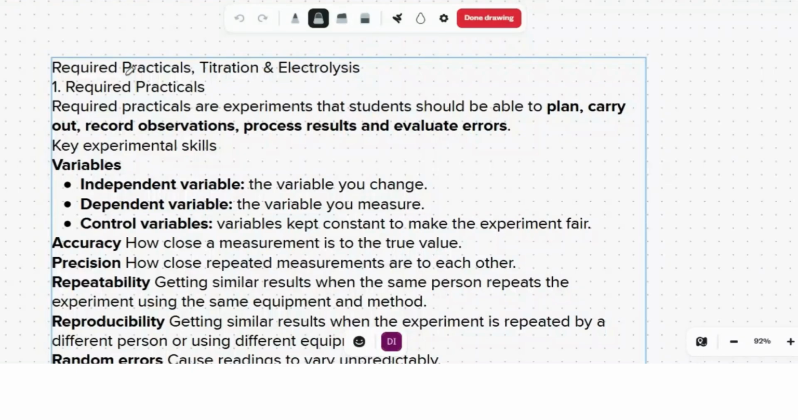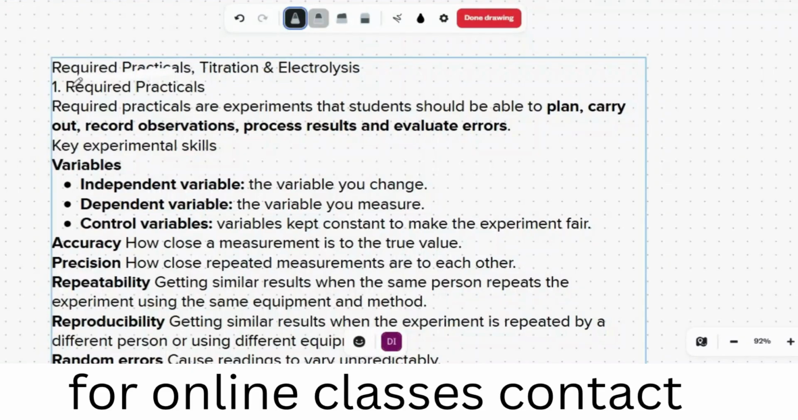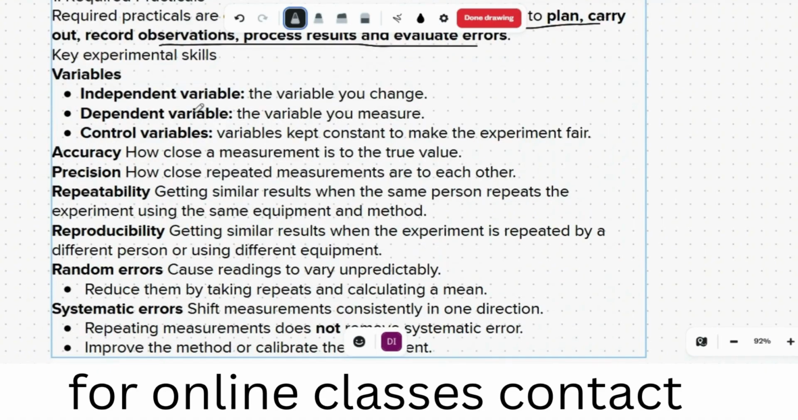We are going to talk about required practicals, titration and electrolysis. Required practicals are the experiments that students should be able to plan, carry out, observe, process results, and evaluate error. Key experimental skills.